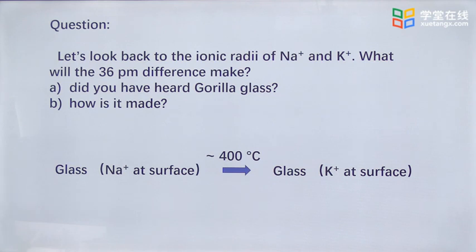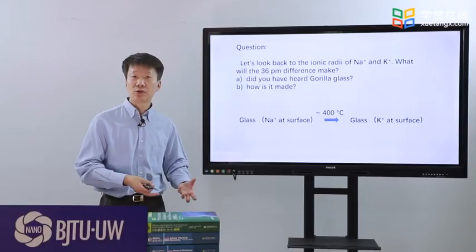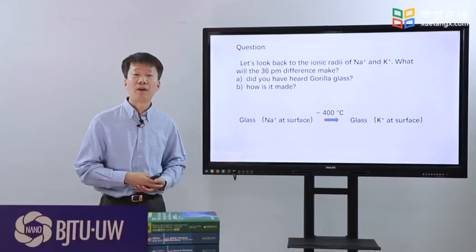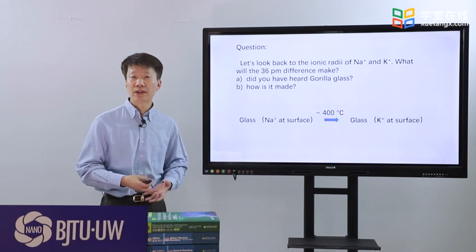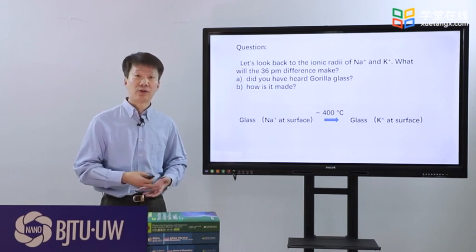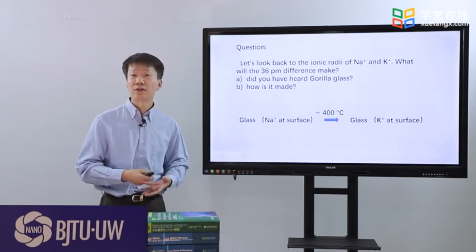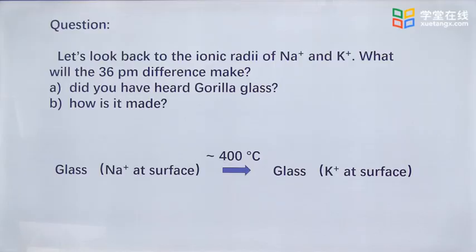The larger ions occupy more volume and thereby introduce a surface layer of high residual compressive stress, which gives the glass increased strength and toughness. There is only a 36 picometer difference between the sodium ion and potassium ion. Size matters.